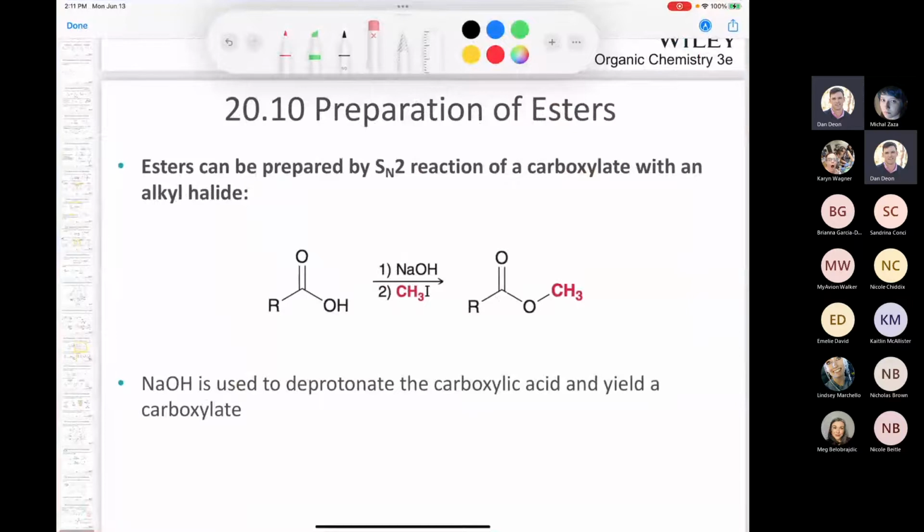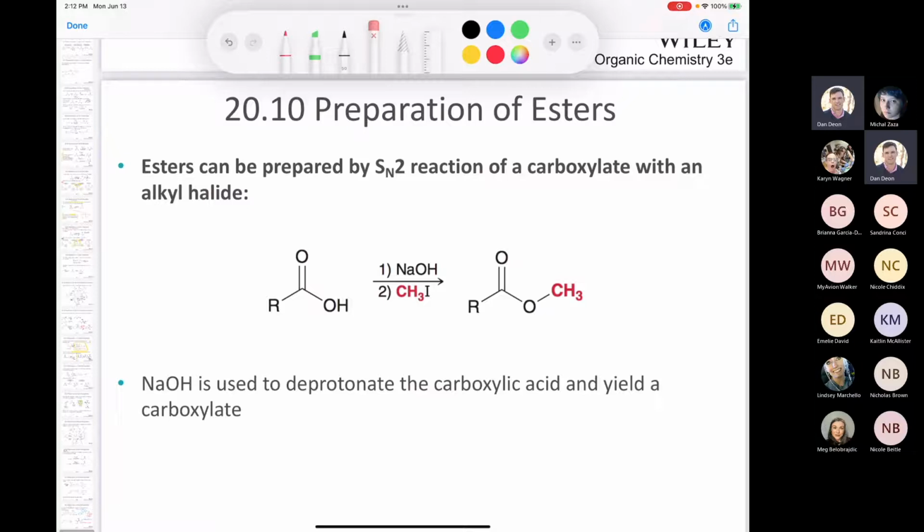Okay, so let's get into esters. We've covered acid chlorides, we've covered acid anhydrides. Now we're going to get into esters. Then we'll make our way into amides and eventually to nitriles. But with esters, how do you make an ester? Well, there's a few ways you can do it.